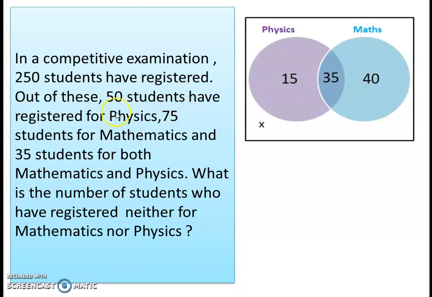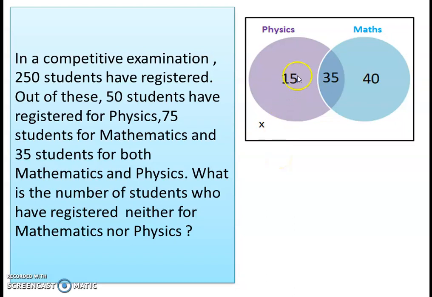Now 50 students have registered for physics. So when we subtract 35 from 50, we will get 15, and this is the number of students registered for physics only. And when we subtract 35 from 75, we will get 40, and this is the number of students registered for maths only.